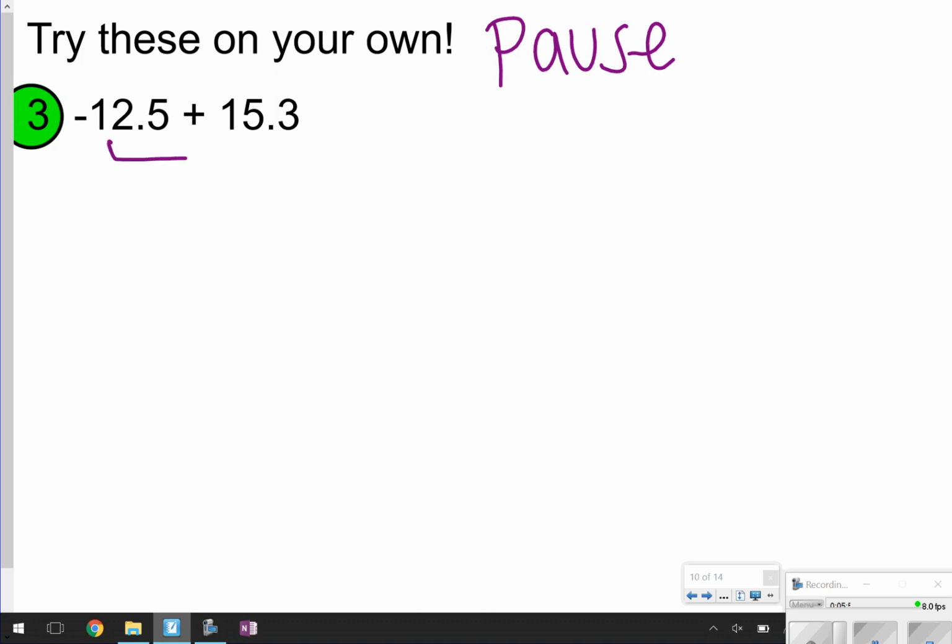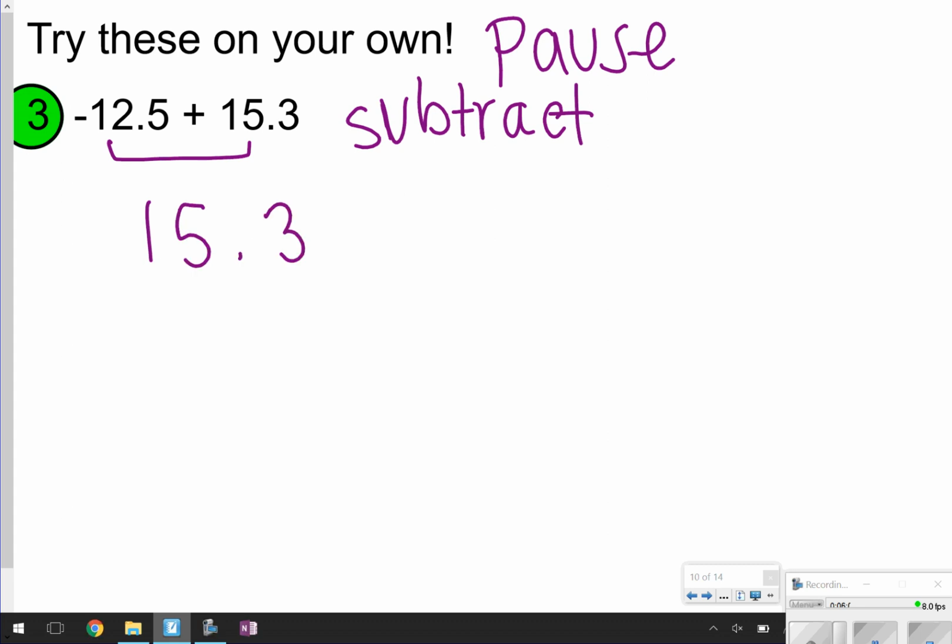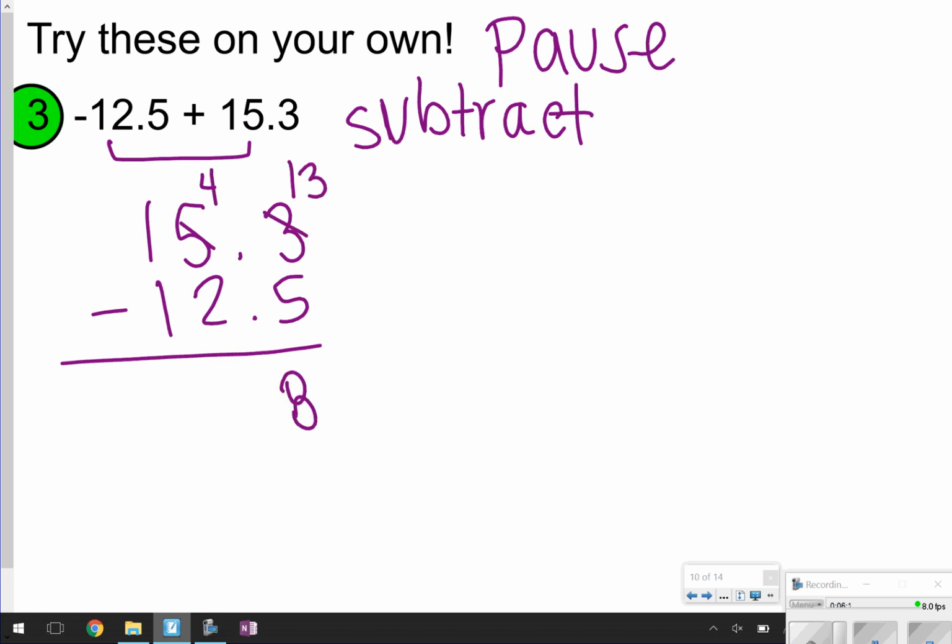Notice how these are different signs. So you should have subtracted to get your answer. I am going to put 15.3 on the top because it's the larger value and subtract 12.5 from it. Again, I have to borrow. 5 becomes a 4, 3 is a 13, that's going to be 8, 2, and 0. So my answer should be 2.8, and I am going to keep the 2.8 positive because my largest value, 15.3, is also positive.